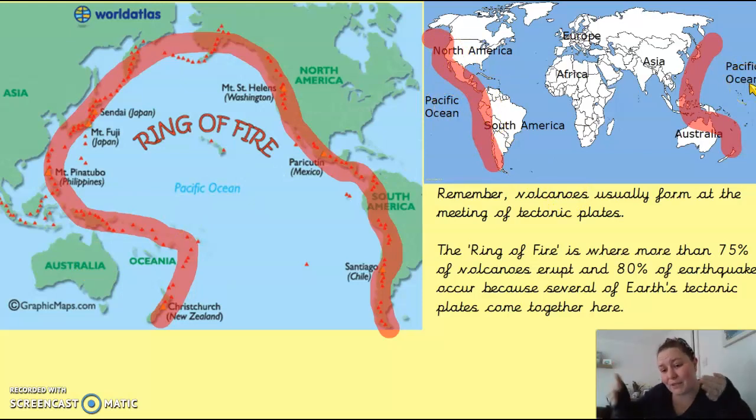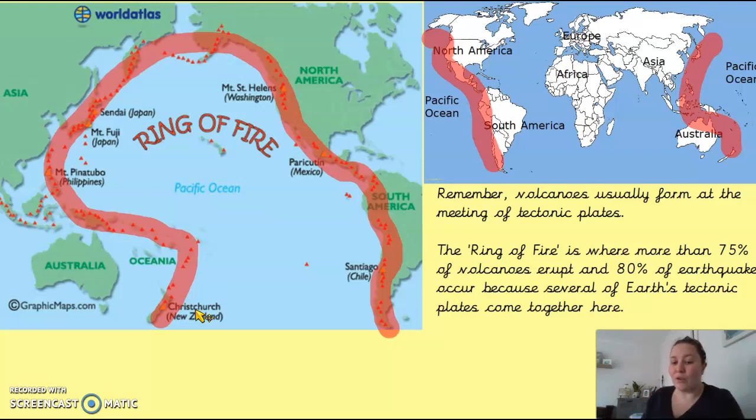Obviously, the map wraps around to make the globe, and where I've marked red here, that's where the Ring of Fire is, and that's what's shown here. So obviously, remember, volcanoes usually form where tectonic plates meet. And the reason why there are so many volcanoes here and so much volcanic activity and eruptions is because this is a place on the Pacific where many of the Earth's tectonic plates come together.